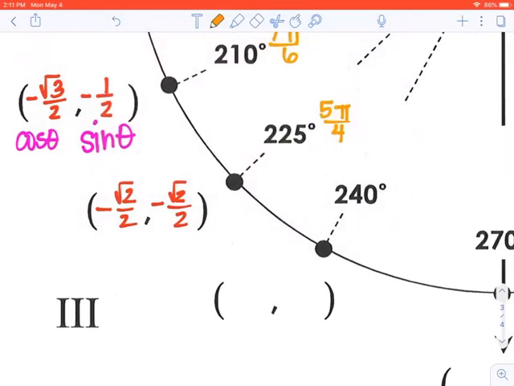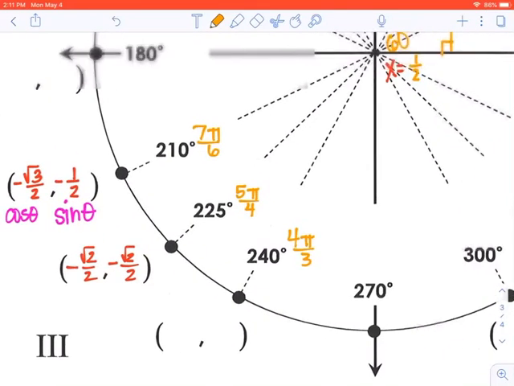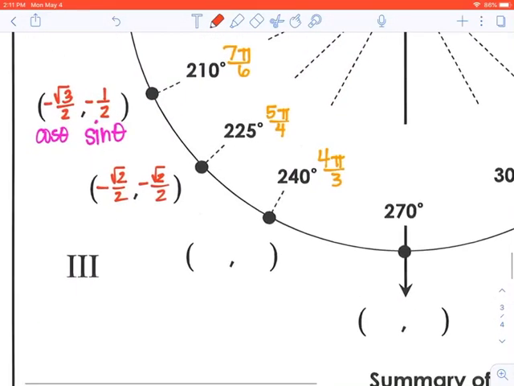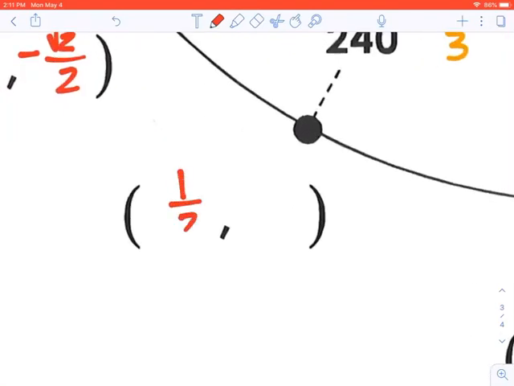And then 240 degrees, the radian is 4 pi over 3. And then this is a 60-degree reference angle. 180 to 240 is 60 degrees. So we're going to use the 60-degree point, and that 60-degree point we said was 1/2, root 3 over 2. But they're both negative because you're in the third quadrant.